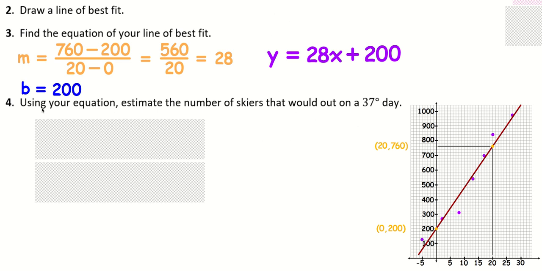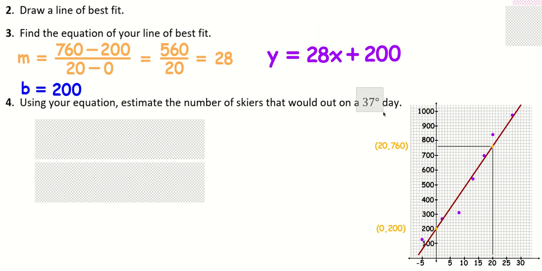And now, to do this next problem, using your equation, estimate the number of skiers that would be out on a 37-degree day. Again, you could extend this line in a sort of numerical way until it would line up with 37. Like you could do, well, it's jumping like this every 5, whatever. Sometimes it's easier than other times. But I'm telling you, if you have the equation, the equation does that with the line.